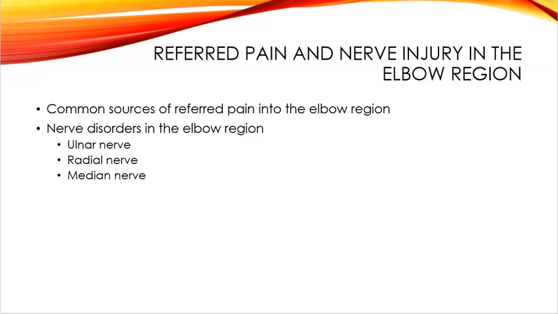So referred pain and nerve injury to the elbow region, there are several different nerve disorders that could occur through the elbow, which would be the ulnar nerve, which would be on your pinky side, the radial nerve, which would be on your thumb side, and the median nerve would kind of be right in the middle. There are some common sources of referral pain into the elbow region. If you will please look over those.